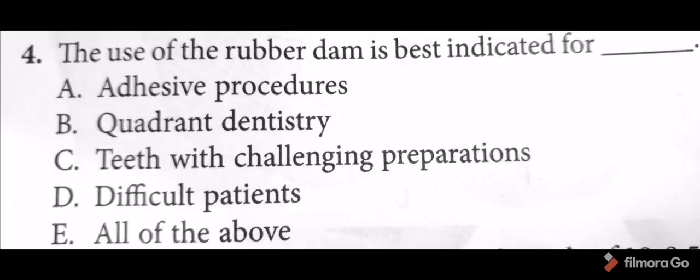Smooth surface caries refers to: facial and lingual surface, occlusal pit and grooves, mesial and distal surface. A and C. Smooth surface means it doesn't include occlusal pit and groove, so B is excluded. Facial, lingual, yes, it's smooth. Mesial and distal are also called smooth surface caries. So the answer is A and C. So the answer is D, A and C. Okay. Next question.